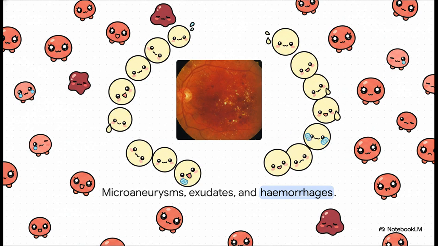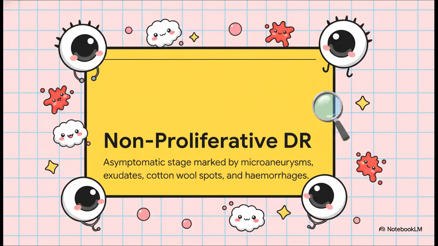You'll also spot bright yellowish-white hard exudates. Here's a memory trick for you. Hard exudates are essentially the dried-up lipid residue left behind after a blood vessel leaks. We really must train our eyes to spot these patterns immediately. Let's define this stage clearly. Non-proliferative diabetic retinopathy is marked by microaneurysms, hard exudates, cotton wool spots, which indicate ischemia, and blot or flame hemorrhages.